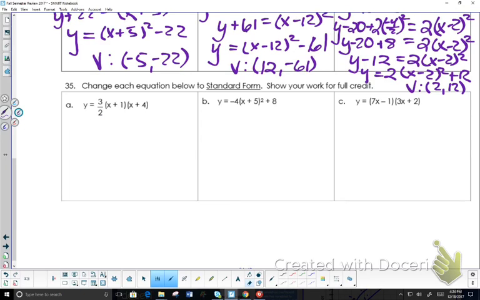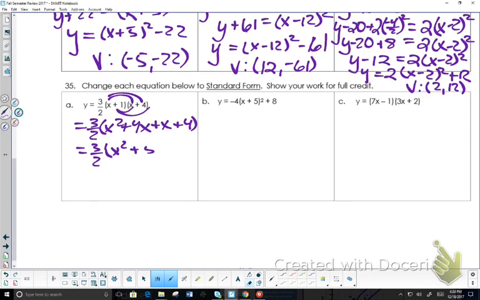Change each equation below to standard form. In other words, all you're going to do is simplify it. So let's see, I got 3 halves. This would be x squared, 4x, x, and 4, giving me 3 halves (x squared plus 5x, right? This right here is 5x) plus 4. And then I just need to distribute this 3 halves to everything. So that's 3 halves x squared plus 15 halves x plus, 2 will go into 4 2 times, plus 6. So that would be that one.